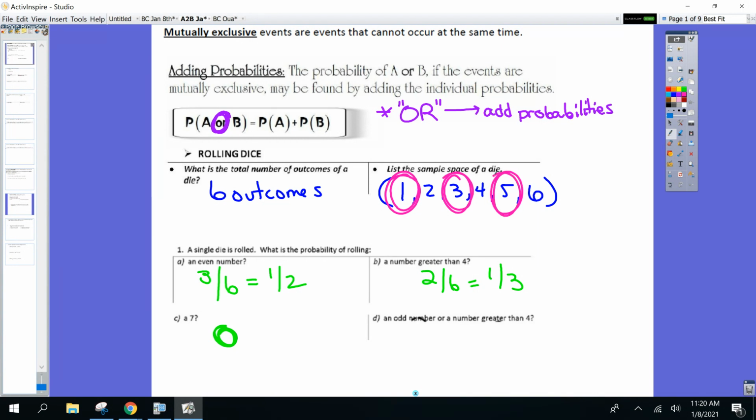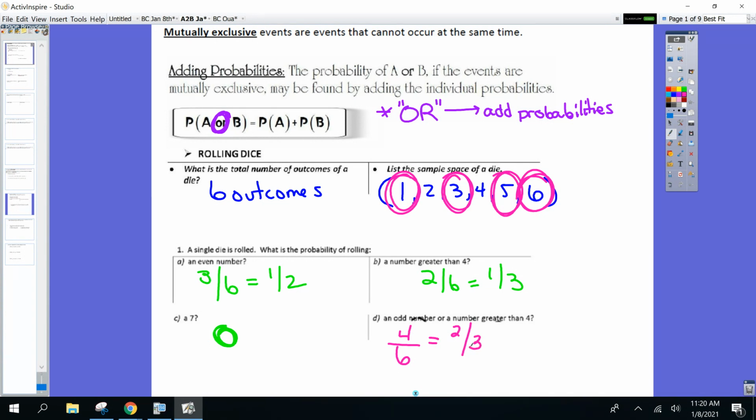All right, Hunter, what about number greater than 4? What are my choices? 5 and 6. All right, 5, but I already circled that, so I don't need to circle it again. I don't want to count the number 5 twice. So I just leave it circled and 6, he said. So, Hunter, how many choices do I have? 4. Yep, 4 out of 6 choices, which reduces down to 2/3.